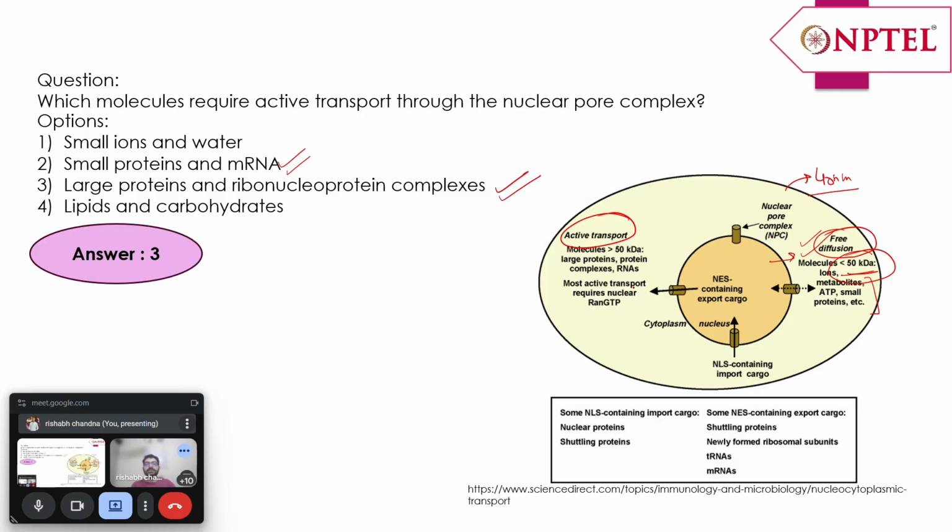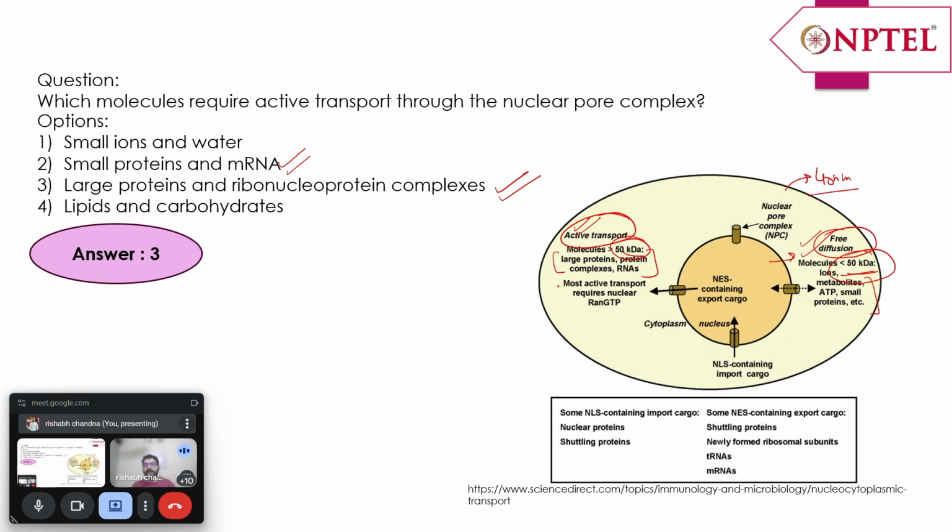And the proteins that are greater than 50 kilodalton in size, that is large protein complexes, the ribonucleoprotein complexes, RNAs. So these actually include the size of greater than 50 kilodalton, and they require active transport.